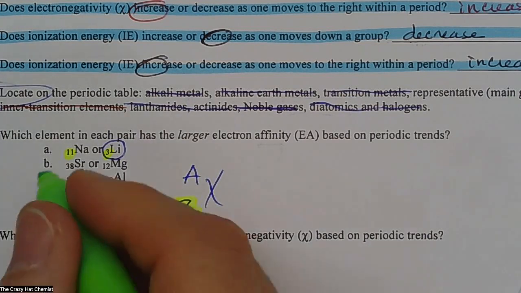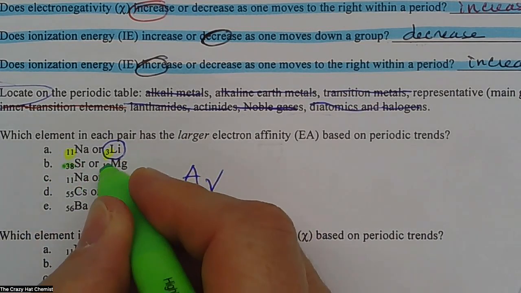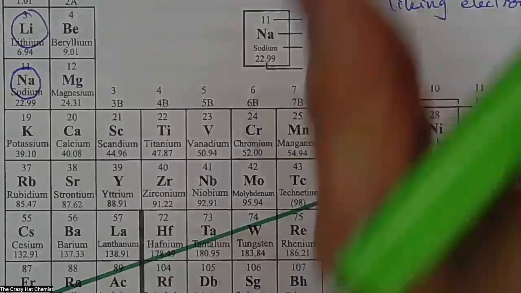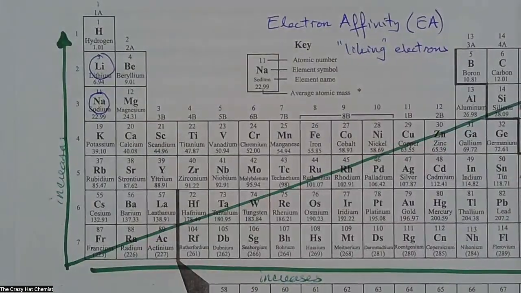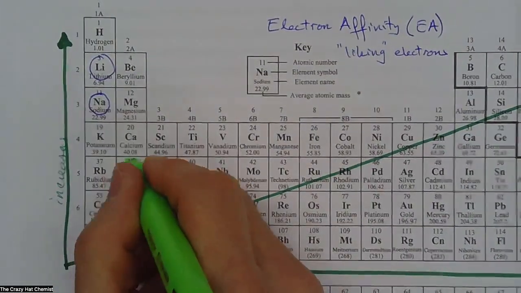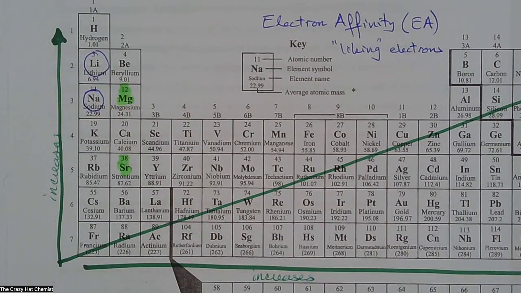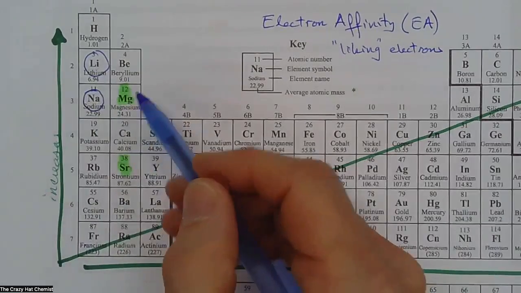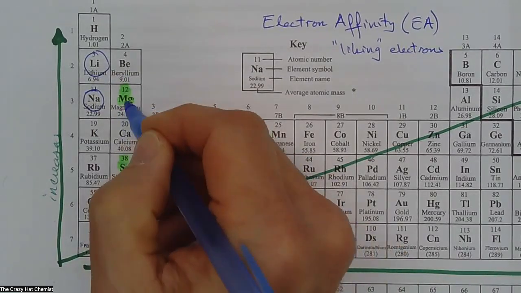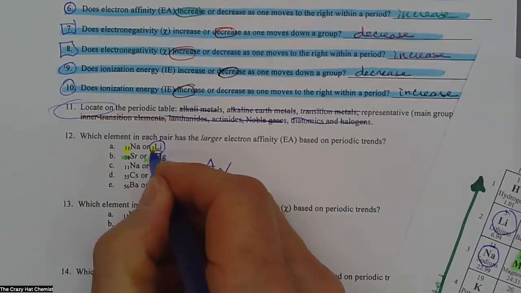And that is strontium and magnesium. That's element 38 and number 12. So number 38 and number 12. Which one has the larger electron affinity? Well, the one that's higher up, because that's what the trend says. As you go up, you get larger. So between these two, it would be magnesium.